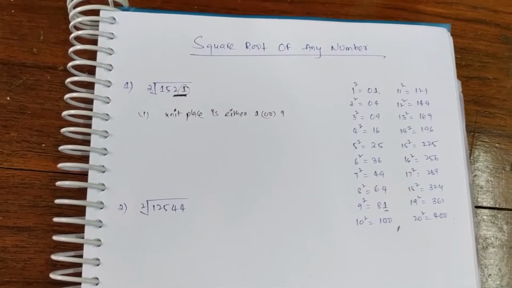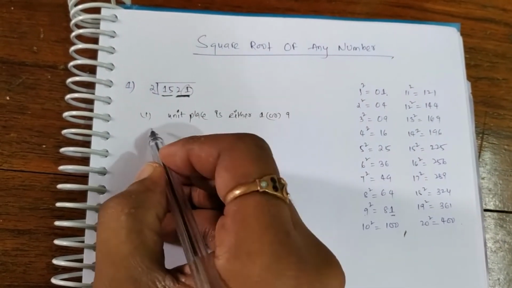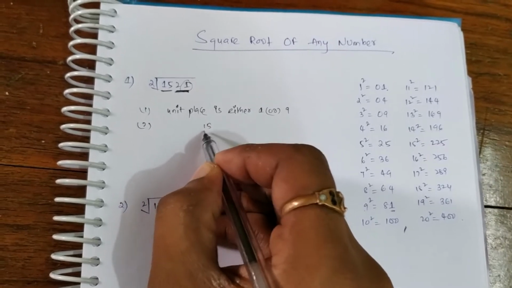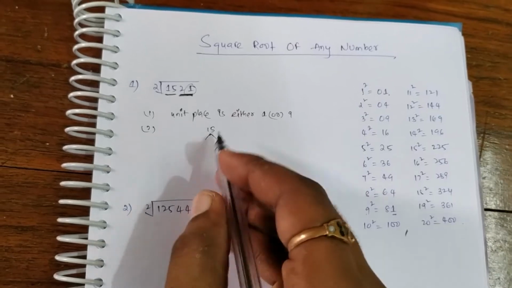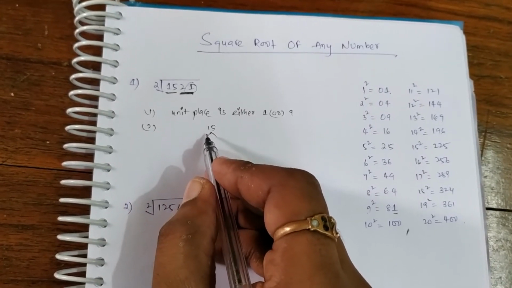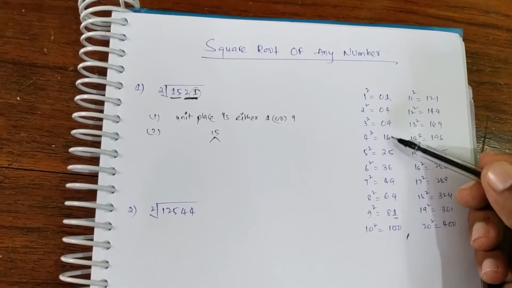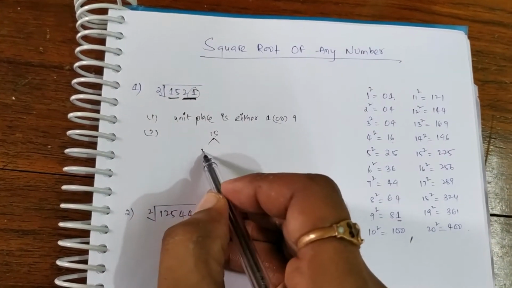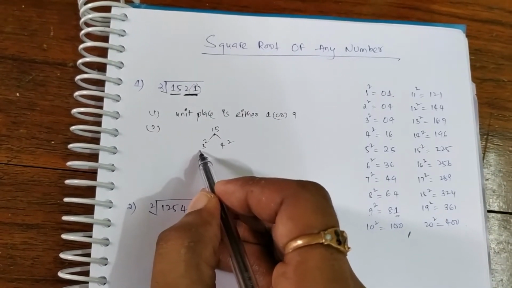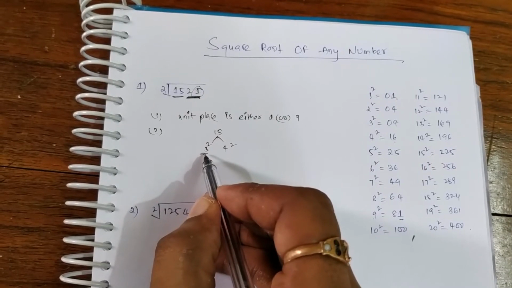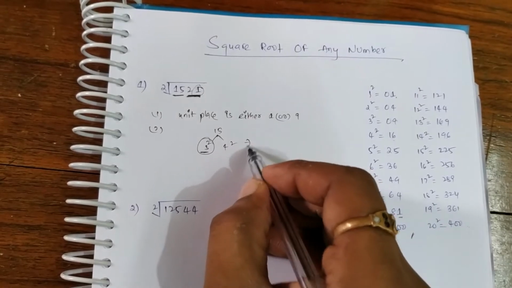And the second step is we have to check the remaining number, that is 15. We take the nearest square value which is lower than this number. 15 comes between 3 square, which is 9, and 4 square, which is 16. So between 3 square and 4 square, we have to take the lowest number, just as in the cube root. So 3 is the answer. We are going to take the value of 3.